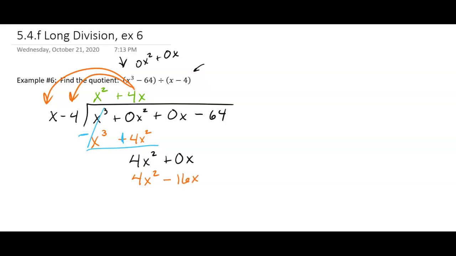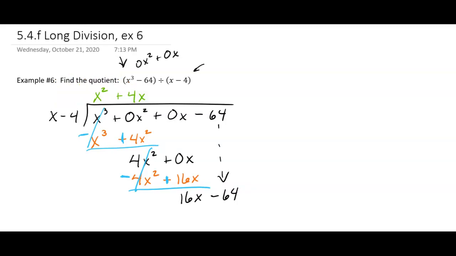Now we have to change the signs. Change that one, change that one. Okay, the 4x squared minus 4x squared, those cancel out. And then my 0x and my plus 16x, that's going to give me 16x. And then I bring down the minus 64. That's the last one we have right there. And I'm going to go one more time. Get my arrows out of the way.